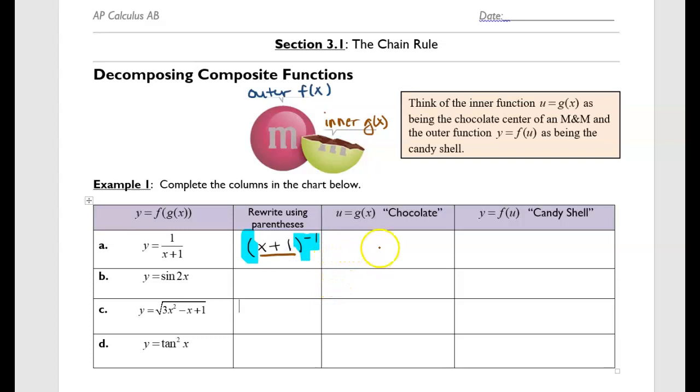So my chocolate in this case, my u, is x plus 1. That's my inside part. And then my outer part, my candy shell, is something to the negative first. And that something was our u. Okay, so our inside part is the x plus 1, the outside part is to the negative first power.